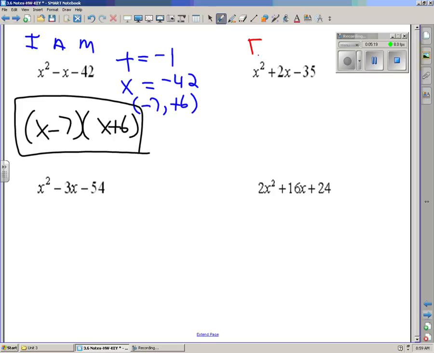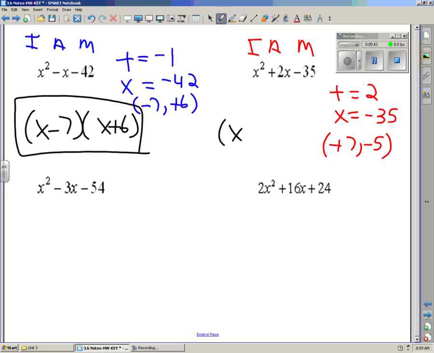Let's IAM this guy. Again, I'm looking for two numbers that add to give me a 2, but multiply to give me a -35. Well, the signs have to be different. The bigger number has to be positive because I add to a positive, which means I want a +7 and a -5. There's my -35 product and my +2 sum. So in terms of my answer here, I've got x with the +7 and x with the -5.